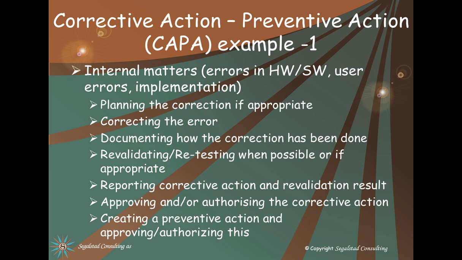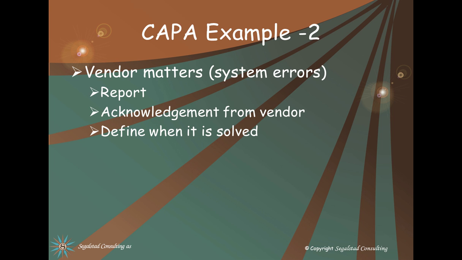CAPA for internal matters like errors in the hardware or software, user errors or implementation errors. We need to plan the correction if appropriate. We need to correct the errors, document how the correction has been done, revalidate or retest when possible or if appropriate, report the corrective actions and revalidation results, approve it and/or authorize it, and then create a preventive action and approve and authorize this.